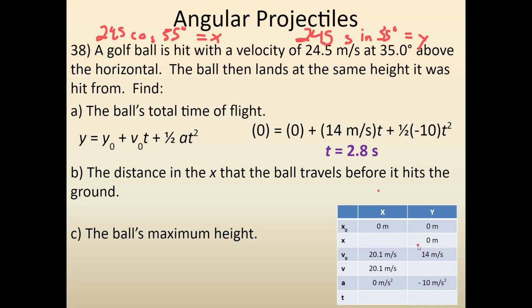Then for the distance in the x direction, what we're going to do is the annoying x equation, this time using x terms. So we're taking the 20.1, multiply it by the 2.8, and we end up getting 56.3.